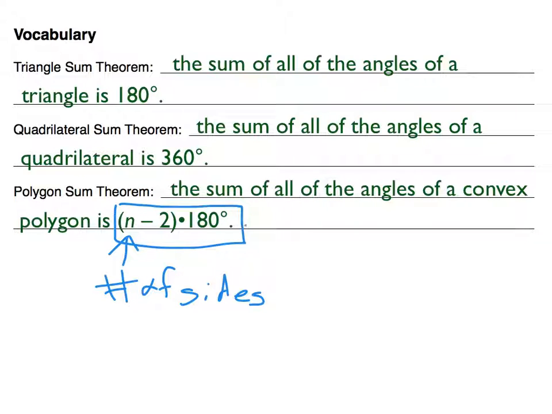This actually works both for a quadrilateral and a triangle as well. If we plug 3 in for n for the triangle, we would get 1 in the parentheses there. 1 times 180 is just 180. If I plug in 4, I get a 2. 2 times 180 gives me the 360 for a quadrilateral. So this actually works for the shapes that we already know.